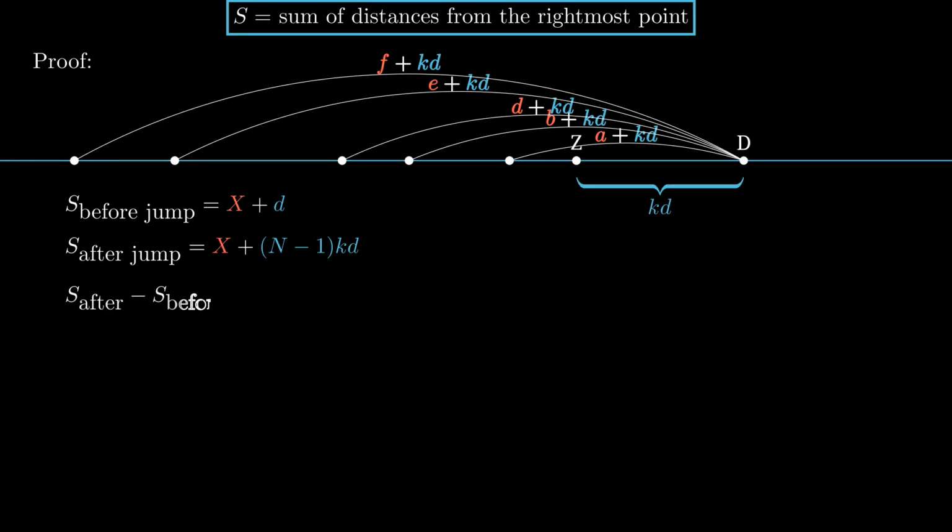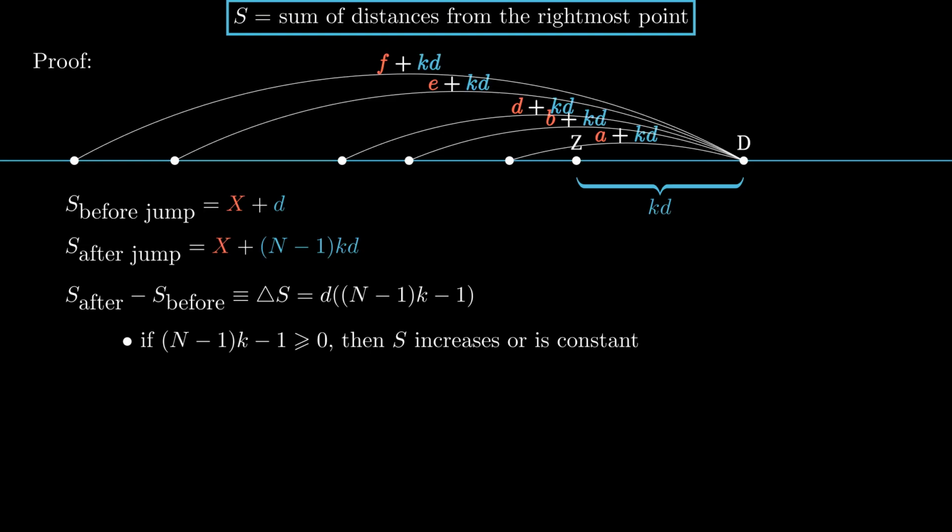The difference between the new and initial value of S, which we denote delta S, is D times ((n minus 1) k minus 1). And now we see that the sign of this difference depends only on the value of (n minus 1) k minus 1. If it is positive, the value of S increases, and if it is negative, the value of S decreases. Isn't it absolutely gorgeous? Even now, after more than 20 years, I am fascinated explaining it.